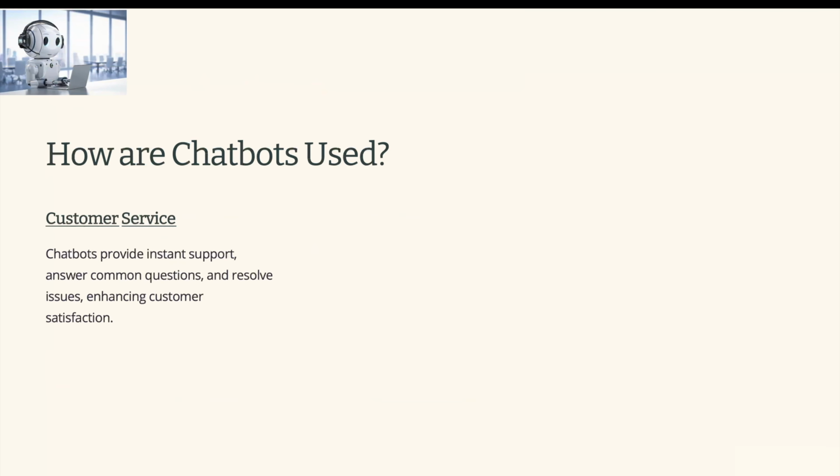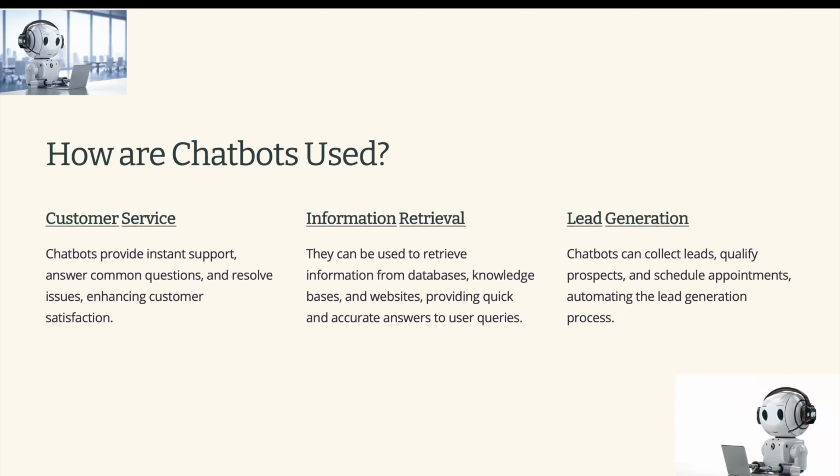Now let's look at some practical uses for chatbots. They are most commonly used in three main areas: customer service, information retrieval and lead generation. Firstly, in customer service, chatbots help answer questions and solve problems right away, making customers happier and freeing up human agents for bigger issues. Chatbots can also fetch information from databases or websites quickly, providing users with instant answers to their questions. They also make data more accessible and streamline information retrieval processes. This is how it is included as a practical use in information retrieval.